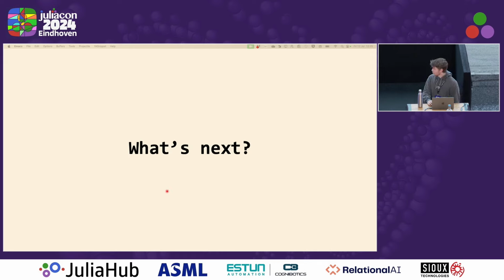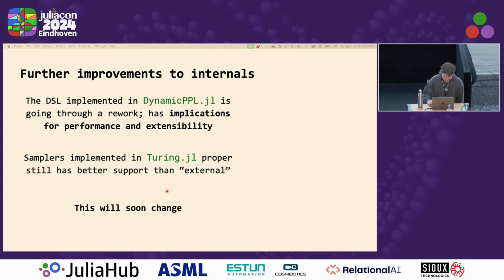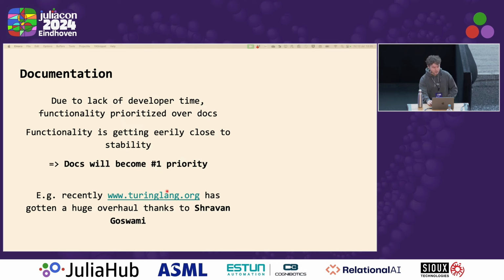So, briefly, what's next? It's not that much, actually, which is quite nice, standing here and being able to say that. There are some internal changes that need to happen that will have performance improvements and also improve extensibility. Not super interesting for you guys. Now, one thing that we're really lacking is documentation. That would be the number one priority going forward: to document everything. For example, recently, TuringLang.org, the website that we have, got a huge overhaul thanks to Shravan Goswami.